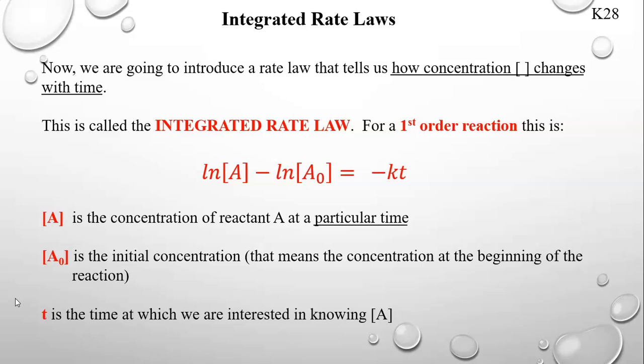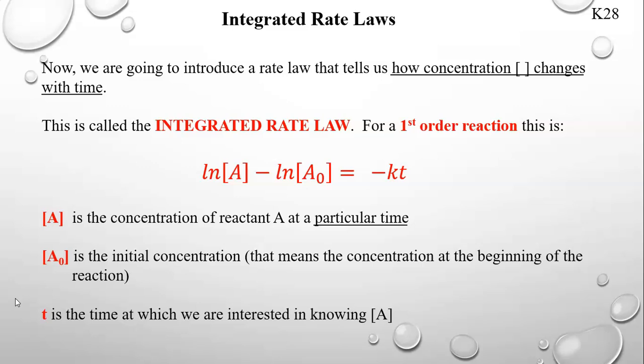Now we're going to introduce a rate law that tells us how concentration, that's the square brackets, changes with time. This is called the integrated rate law. For a first order reaction, this is, and it looks like a scary equation, but just remember, it's just plugging in numbers and using the ln button on your calculator. So what it says is the natural log of A, of the concentration of A, minus the natural log of the beginning concentration of A. So A is at some ending point and A0 is at the beginning. It means initial concentration. That's going to equal the negative of the rate constant times time.